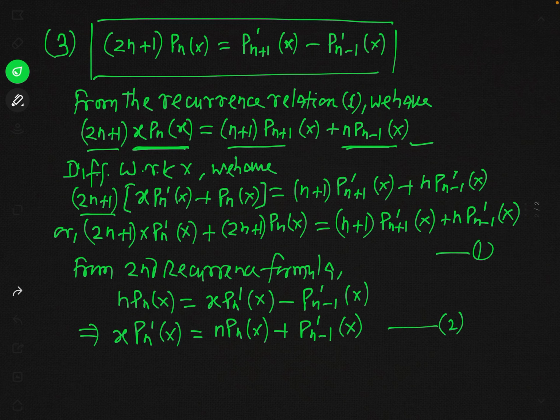Now we will make use of equation 2 in equation 1. In the first term on the LHS of equation 1 there is a factor x Pn'(x), and in the second equation, given by the second recurrence formula, we have defined this factor x Pn'(x). So let us put the value of x Pn'(x) in the first term of equation 1.